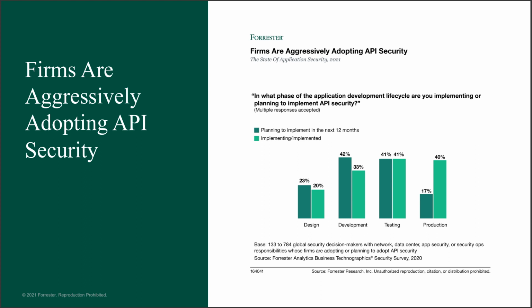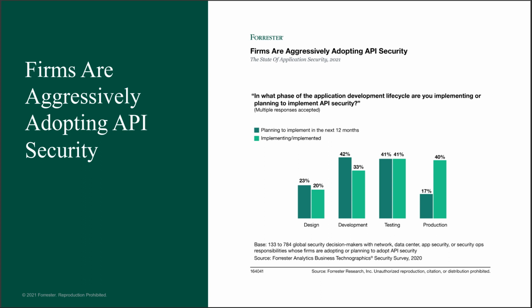But one of the things that I do see as optimistic in this: we asked organizations, where are you implementing API security today, and where do you plan to implement it in the next 12 months? That dark green is in the next 12 months. And you can see that API security, like many other types of security, is shifting left. We're still seeing a lot of adoption in testing. We've seen a lot of adoption in production.